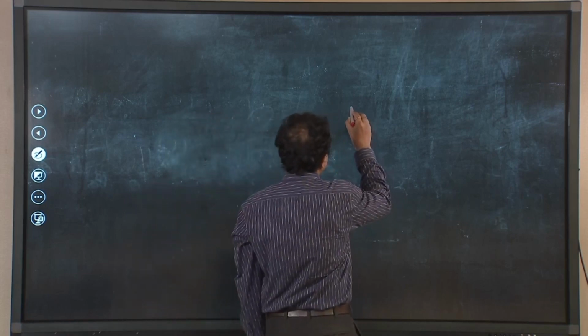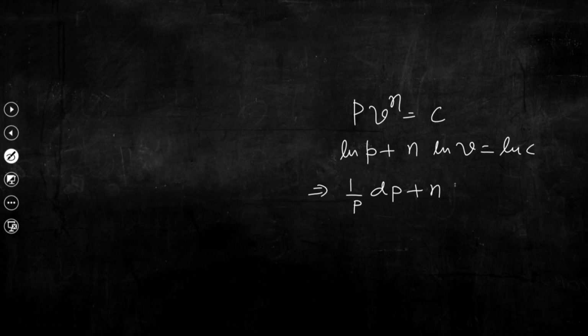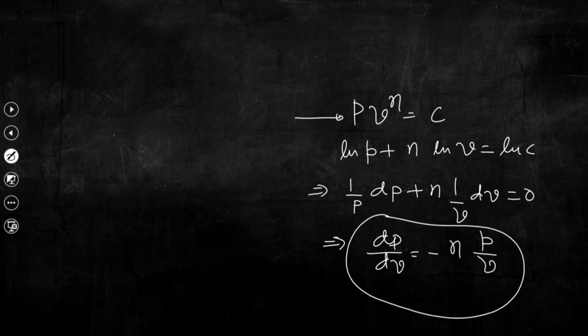So, for the brief recapitulation, if we consider that PV to the power n equal to constant for the compression process, the generic reversible polytropic process, and if we now do some calculation, we can see from this expression that if this is the process which represents the compression process following a reversible polytropic one, then dP by dV is equal to minus n into P by V.